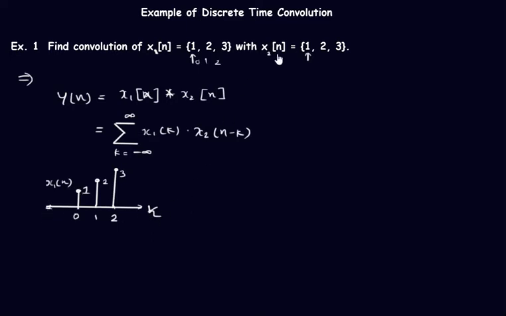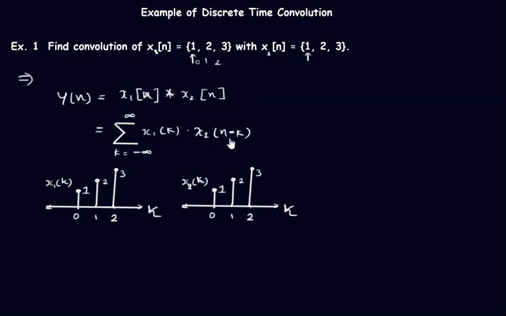Now let us draw x2 of n. It will be similar to this, so we do not have to draw again and again. I am just copying and pasting this graph. So this is our x2 of n, or x2 of k, for example. But as we know, x2 is represented by n minus k, and here we have x2 of k.